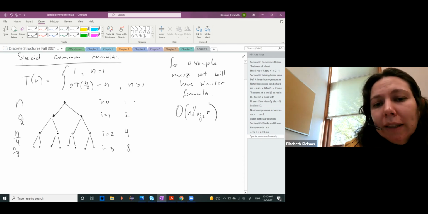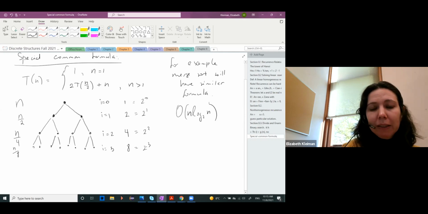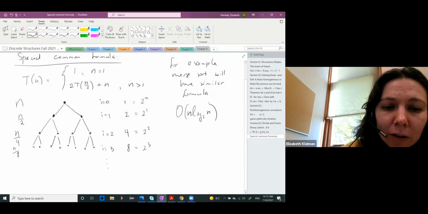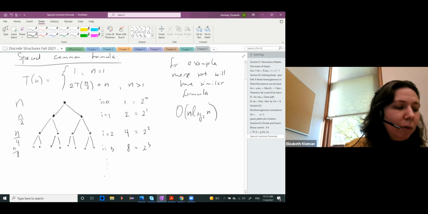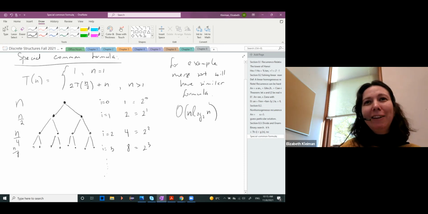I want you to look at something interesting. This is 2 to the power 0. This is 2 to the power 1. This is 2 squared, and this is 2 cubed. The question is, when do you think I'm going to run out of elements? I cannot divide forever, correct? I started with n elements.